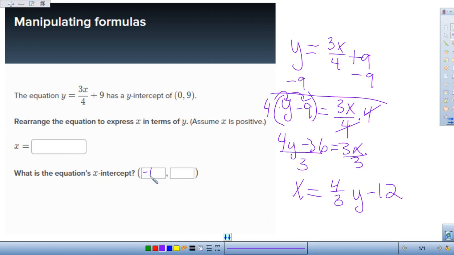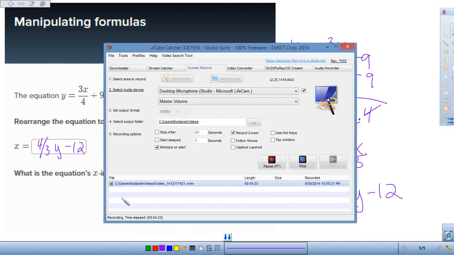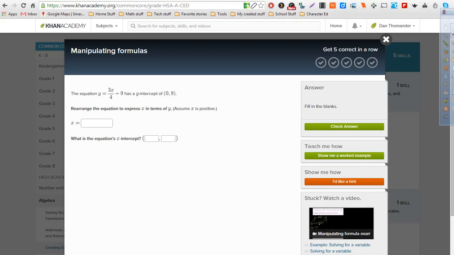Negative 12 whenever y is 0, if I put 0 in for y. And then, of course, my equation is going to be written over here as x equals 4/3 y minus 12. So let's put that in here. And then I'm going to get a negative 12 whenever y is 0. And there we have it.